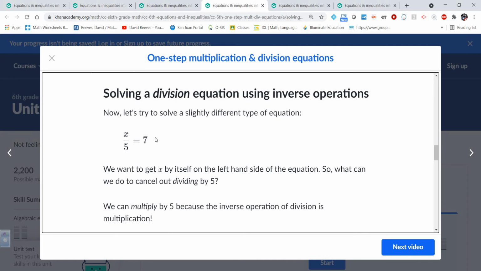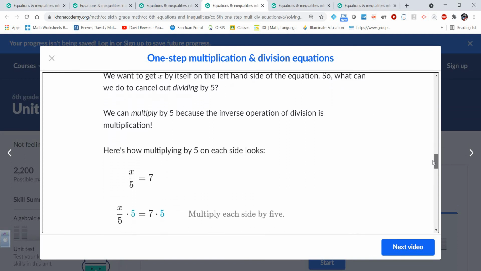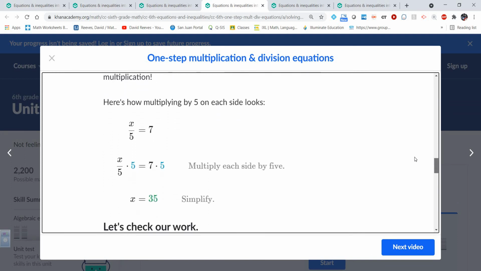I have to say these ones are kind of tricky sometimes for students. X with that line under it and a 5 means x divided by 5. So again, our goal is to find out what x was before it was divided by 5. Well, we can find that by multiplying both sides by 5. That's right. We're going to multiply both sides by 5. And when we do that, we multiply the left side by 5 and the right side by 5.